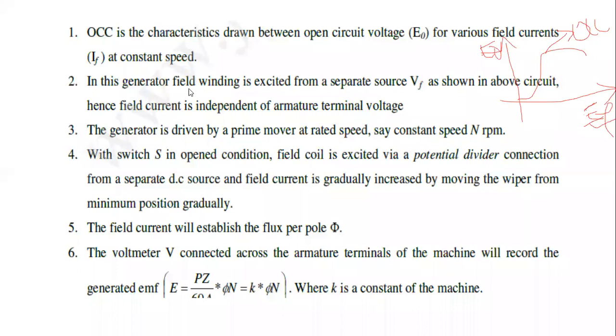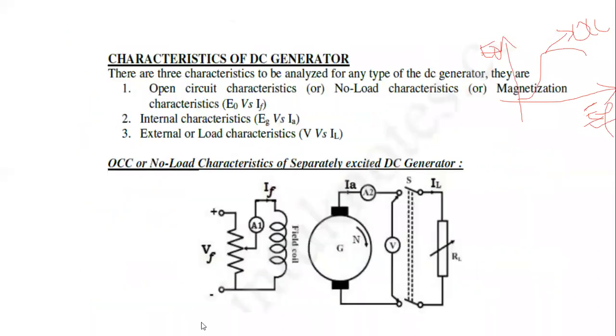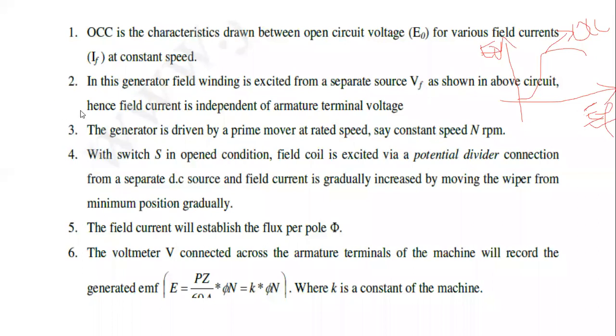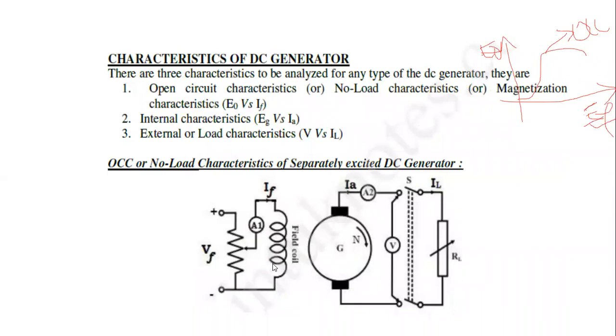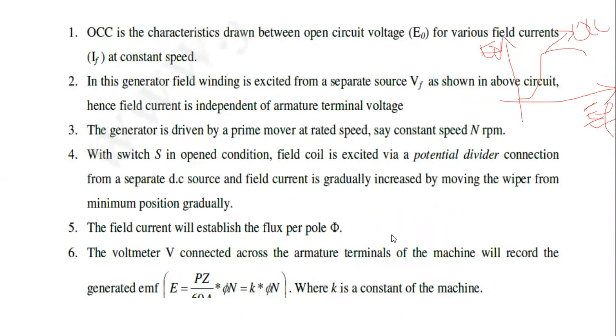In this graph, the field winding is excited from a separate source. This is the field winding, and it is excited by VF. Hence, the field current is independent of the terminal voltage. Therefore, this field current is independent of voltage V.